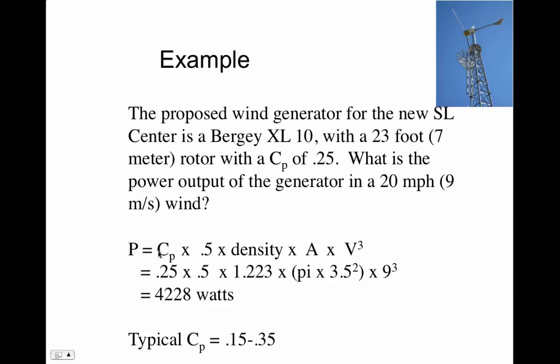So in this case, remember that the formula is the coefficient of performance times 0.5 times the density of the air times the area swept by the blades times the velocity cubed. So if we throw in those numbers, and we're going to use the wind in meters per second, so we have to use the blade diameter in meters, we get 0.25 times 0.5 times 1.223 times the area of the blades, pi times 3.5 squared, times 9 cubed. That gives about 4,200 watts. And the typical coefficient of performance for wind turbines is about 0.15 to about 0.35.